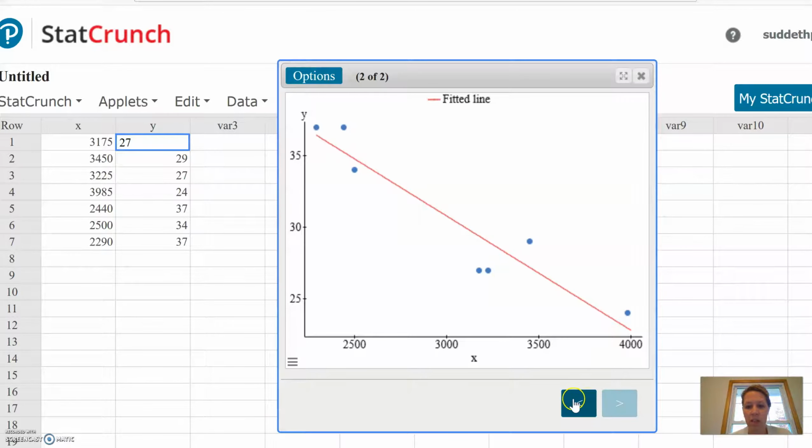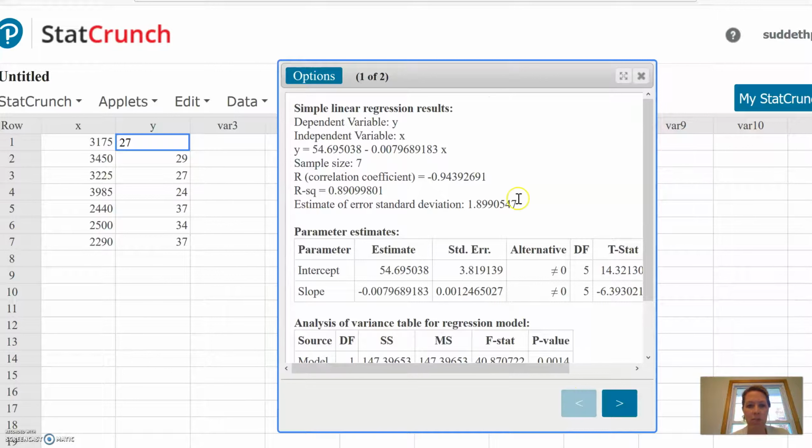So let's go ahead and look at our R correlation coefficient. It's right here. It's negative 0.94. I'm going to write that down while I'm talking. Negative 0.94392691. I'm going to write it all out.